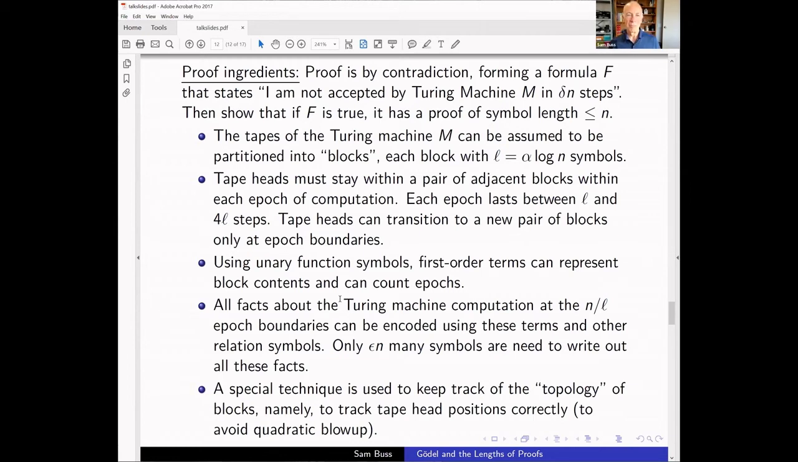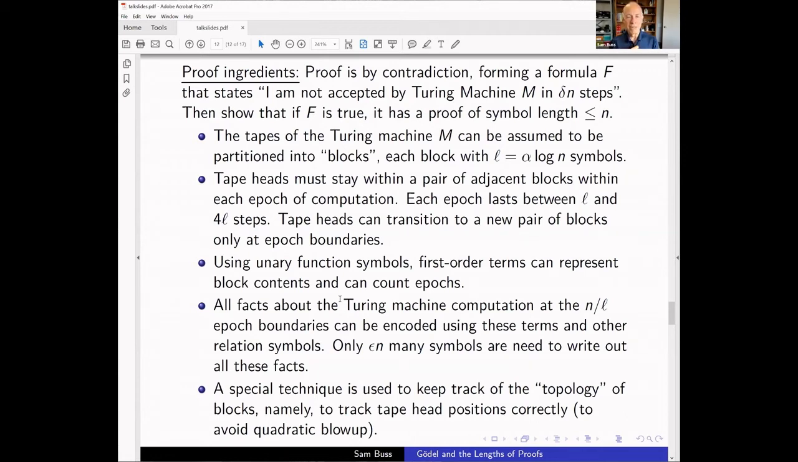So what we do is we assume, without loss of generality, a machine can be easily modified to have this property: the tape is partitioned into blocks. Each block has order log n many symbols, alpha log n many symbols. So I think of alpha as a value bigger than 1, right? And we assume the tape heads live within blocks during so-called epochs. An epoch is a sub-period of the computation, and a tape head starts on a block boundary at the beginning of an epoch, and it moves back and forth between two adjacent blocks. At the end of an epoch, it ends up on a block boundary, either the same block boundary it started on or the one to the right or the one to the left, right? And an epoch lasts at least L steps, but it's between L and 4L. It's easy to do that.